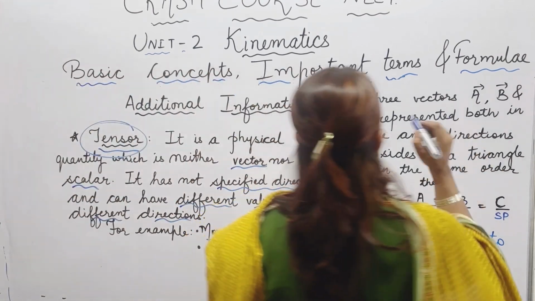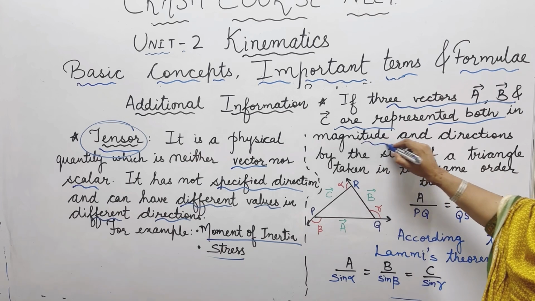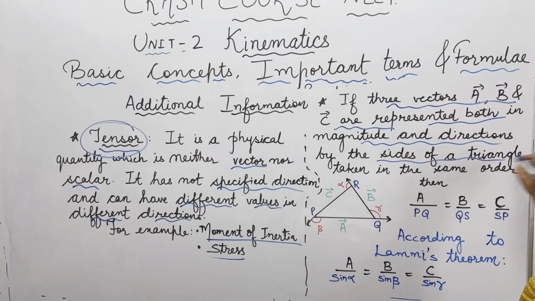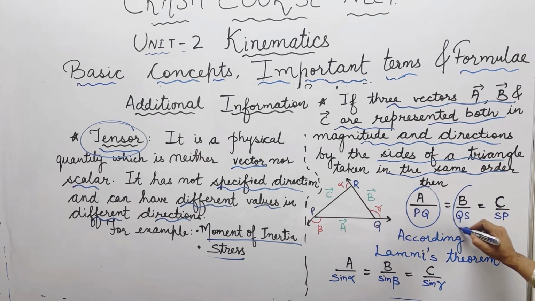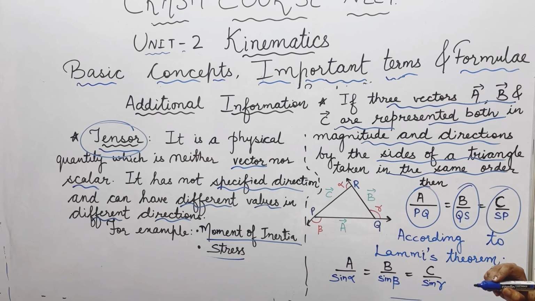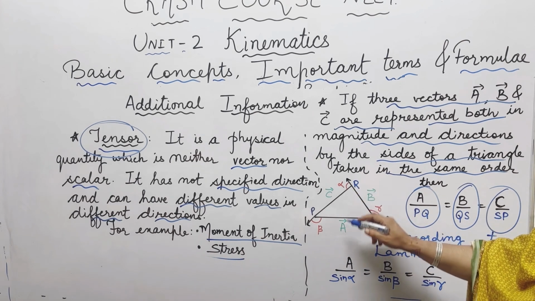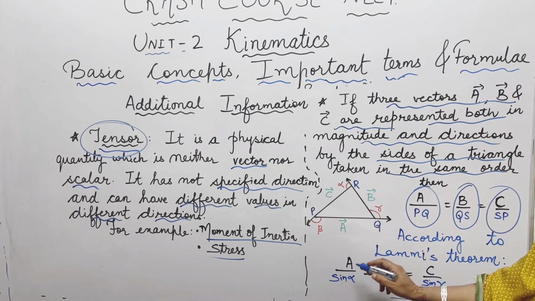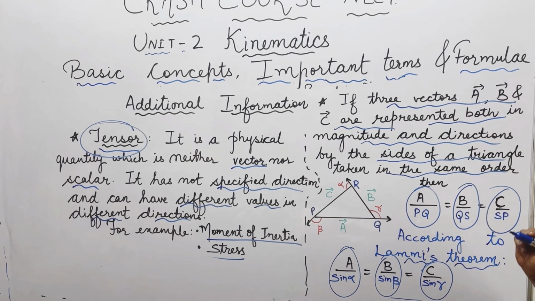The second one: there are three vectors A, B and C that are represented in order, magnitude and direction by the sides of a triangle taken in the same order. Then A upon PQ is equal to B by QS is equal to C by SP. And these are the exterior angles alpha, beta and gamma. So A upon the sine of its opposite exterior angle alpha: A upon sine alpha is equal to B by sine beta is equal to C by sine gamma. So this is Lami's theorem.